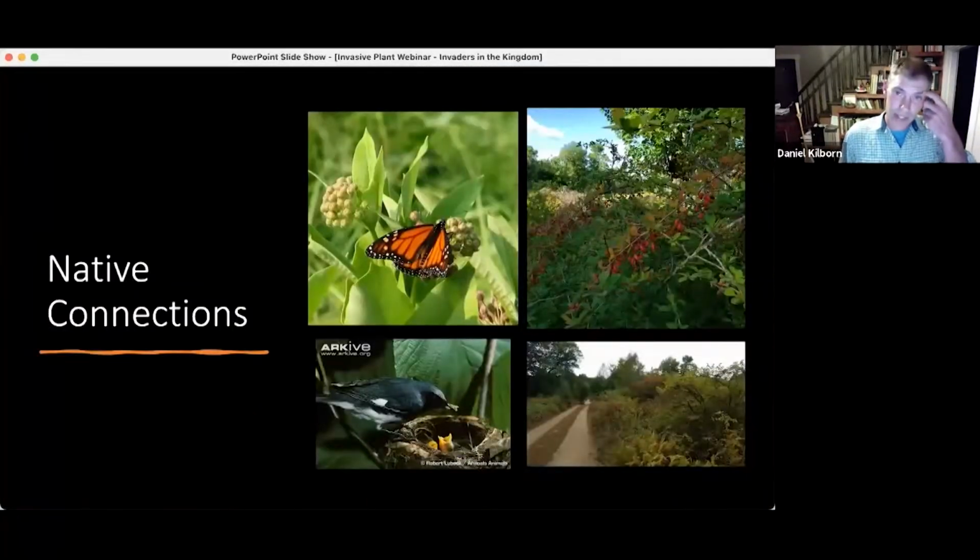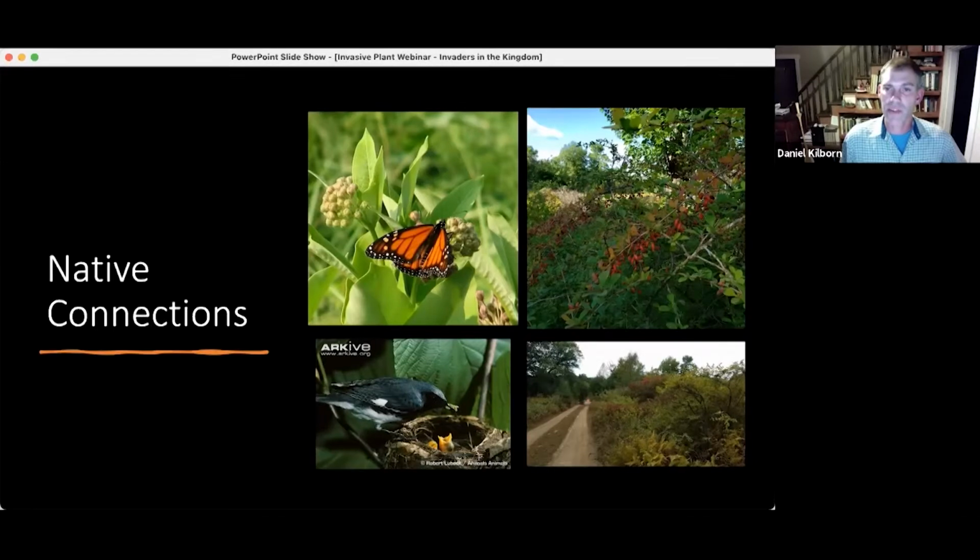Well, not really. If we look at our native ecosystems as interconnected webs or maybe even wired circuits, these non-native plants start to rewire those connections and bypass some really important functions. So for example, the classic is monarch butterfly evolved to feed only on milkweed. So no milkweed because of invasive plants, no monarchs.